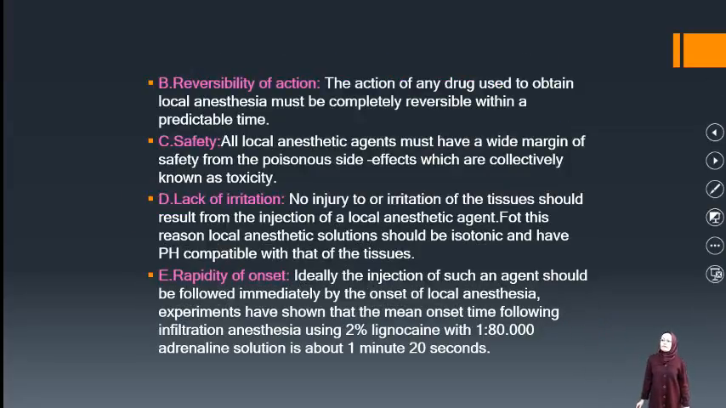B. Reversibility of action. The action of any drug used to obtain local anesthesia must be completely reversible within a predictable time. C. Safety. All local anesthetic agents must have a wide margin of safety from poisonous side effects, which are collectively known as toxicity. D. Lack of irritation. No injury to or irritation of the nerves or tissues should result from the injection of a local anesthetic agent. For this reason, local anesthetic solutions should be isotonic and have a pH compatible with that of the tissues.